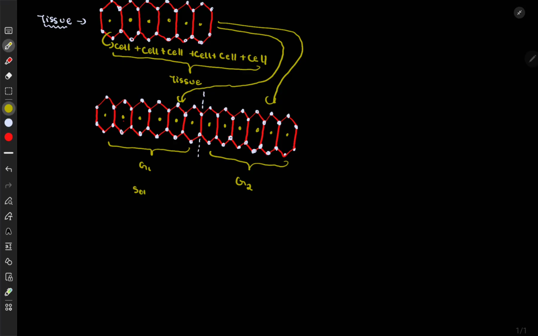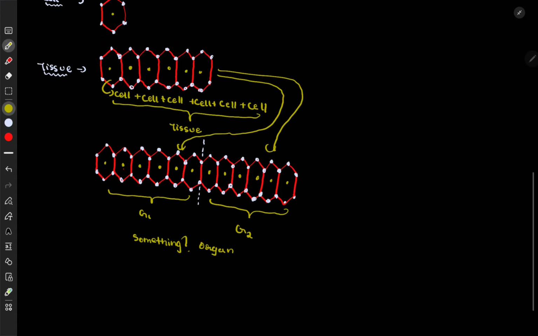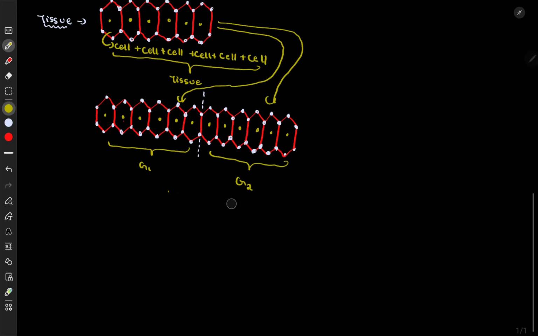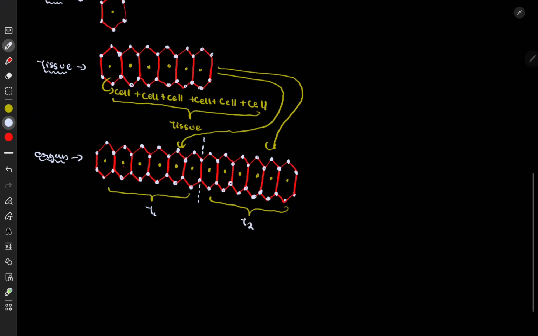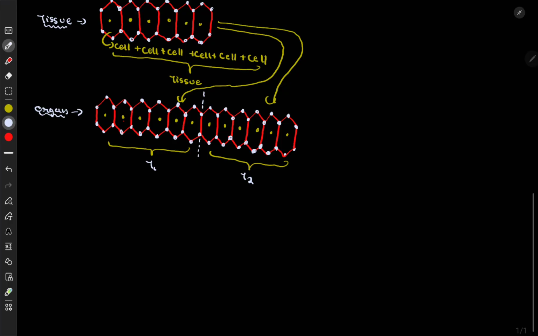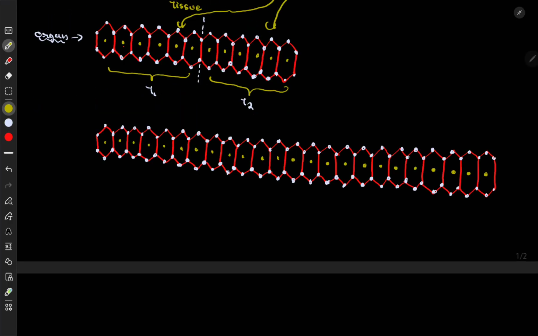Now these two together will join together to form something. Now what is that something called? This is called an organ. Fine. But these two tissues are not of the same type. I'm just saying the same number. So we form an organ. Okay, so I'll take this as T1 and T2.